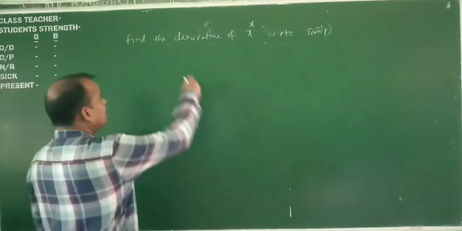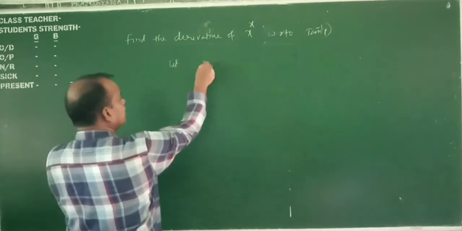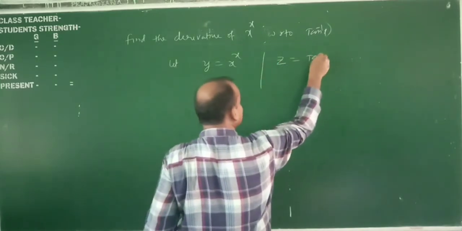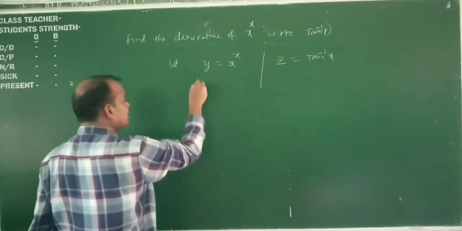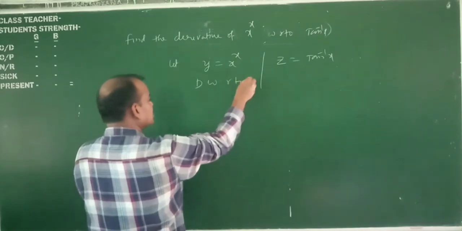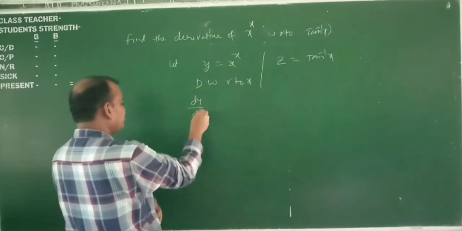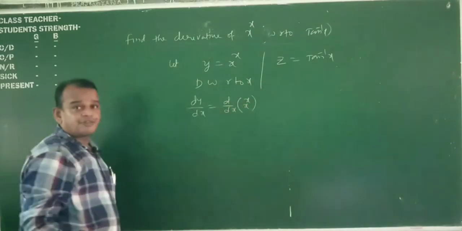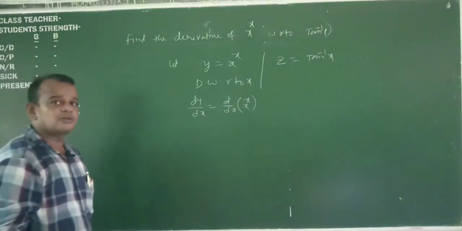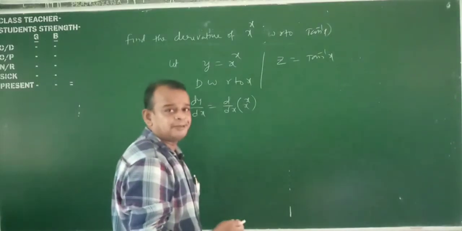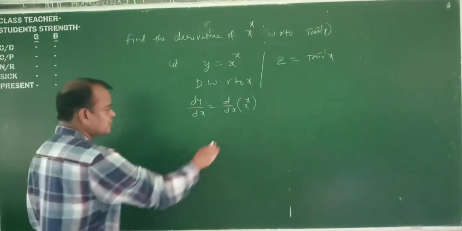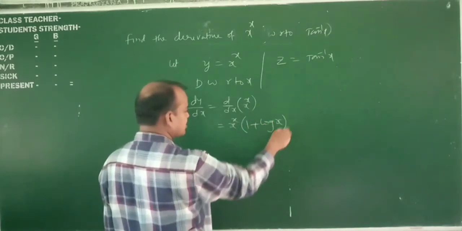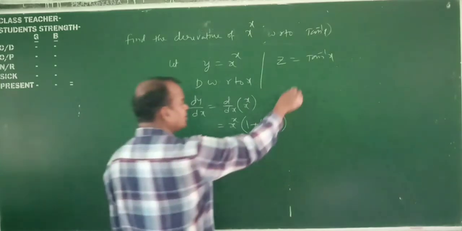Same way, let y is equal to x power x, the first function. The second function z is equal to tan inverse of x. Now differentiating with respect to x, dy by dx is equal to the derivative of x power x. Already before class I explained, you remember that formula. The derivative of x power x is x power x into 1 plus log x. Now it is over.